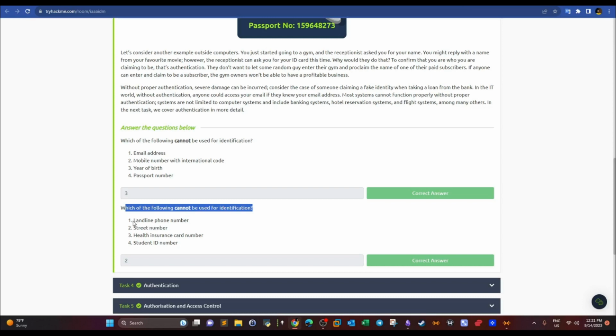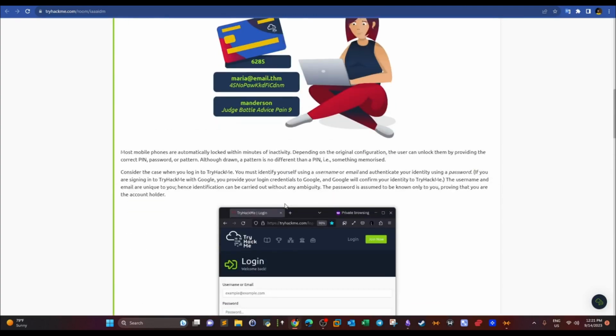Which of the following cannot be used for identification? Landline number can be used. It's unique, it's only tied to you, it's registered under your name. Street number cannot be used for identification because the street number is actually for the street. It identifies the street, it doesn't identify you. So the answer here is 2. Authentication.